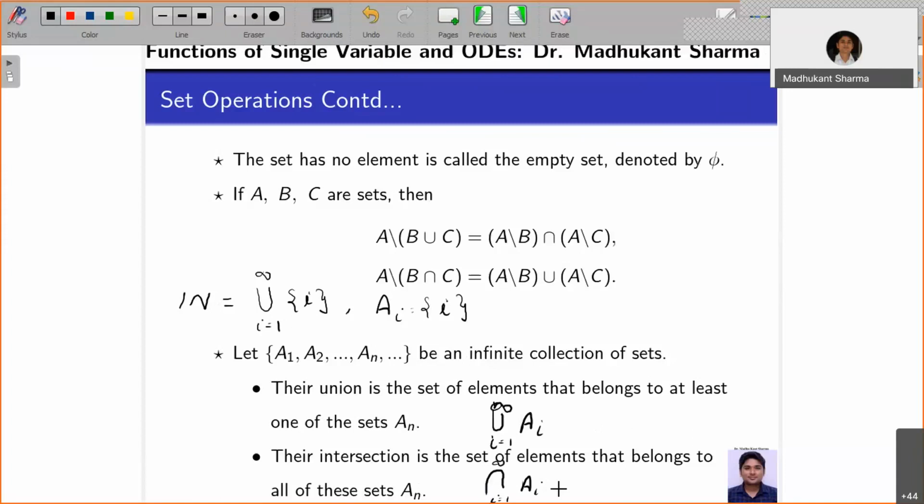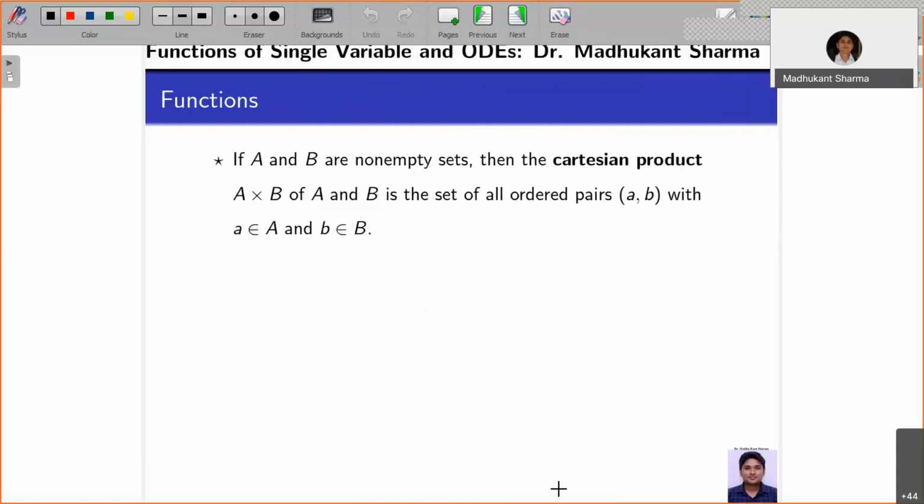Okay, so if you take the intersection of the following example, it will be an empty set. Now we are in a position to define functions by using the definition of sets. So if A and B are non-empty sets, so that's important, A and B are non-empty sets, then their Cartesian product, how will you define it? It is A cross B.